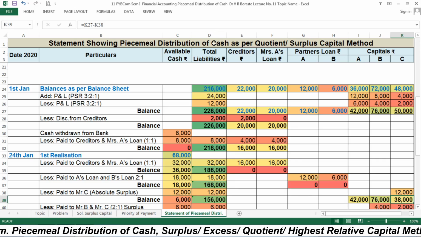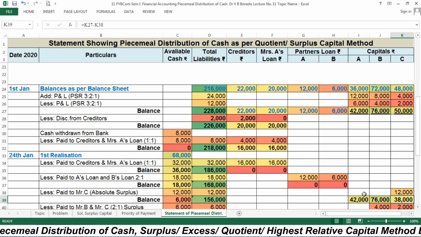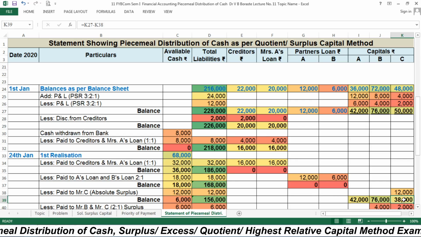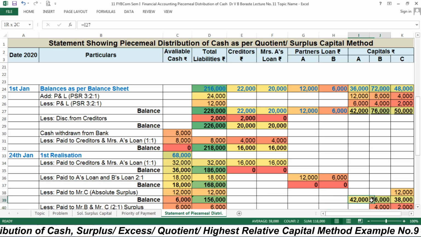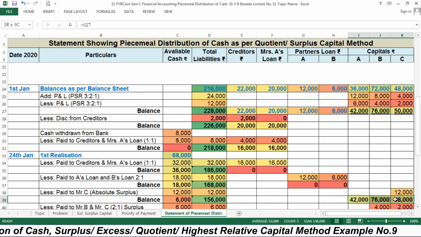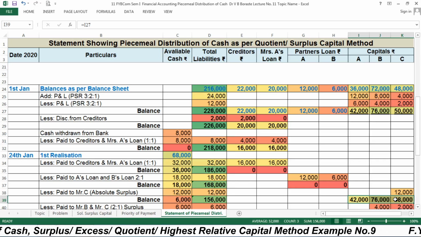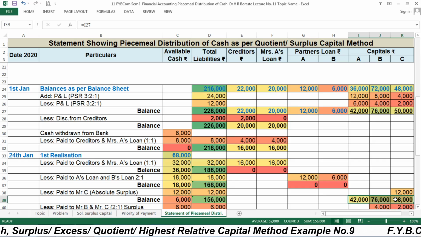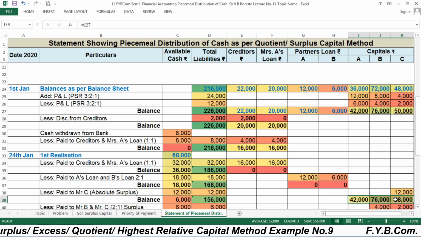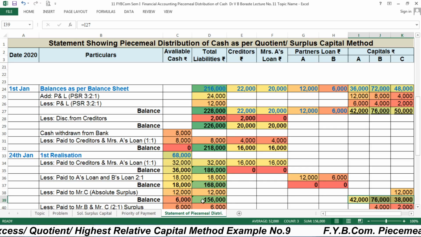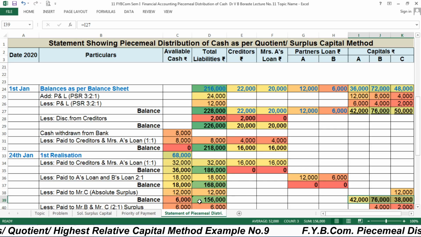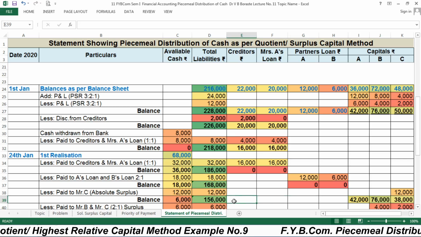The total liability column is important. Why? You can cross check at any moment. So here the total liability still payable is 42,000 plus 76,000 plus 38,000. You can use a calculator. The sum is rupees 1,56,000. So here the total liability still payable is 1,56,000. It simply means that we are on the correct path.